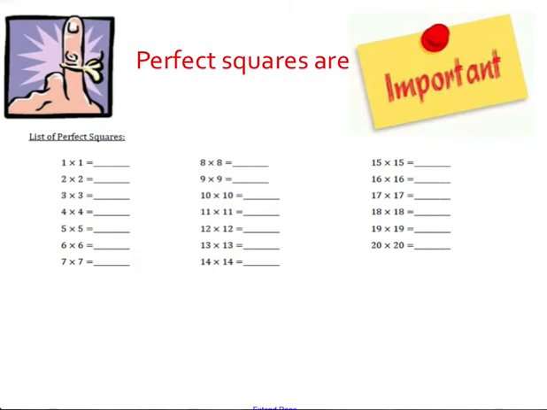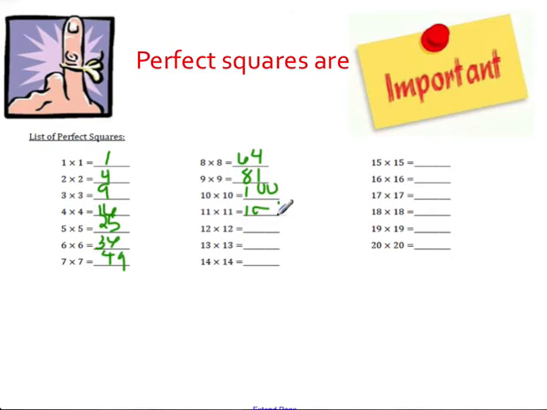So first of all, 1 times 1 is 1. So 1 is a perfect square. 2 times 2 is 4. 4 is a perfect square. And then 3 times 3 is 9. And then 4 times 4 is 16. And so we're just going to go through and make this list. Okay, so 5 times 5 is going to be 25. And then 36. And then 49. And 64. 81. So you can be typing these in along with me if you want.